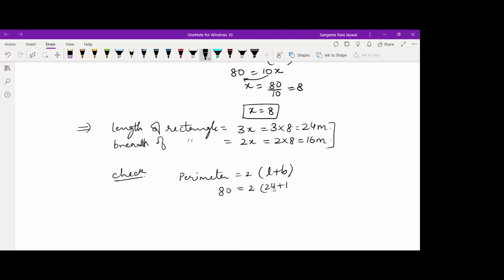So this is 24 plus 16. What is 24 plus 16? 40. So this is 80 and 80. Left hand side is equal to right hand side. So that shows that your answer is correct.